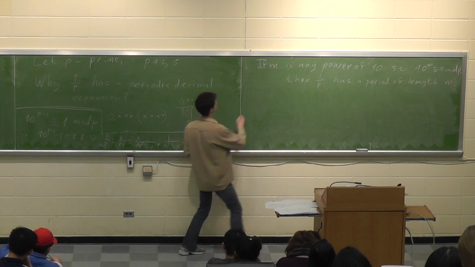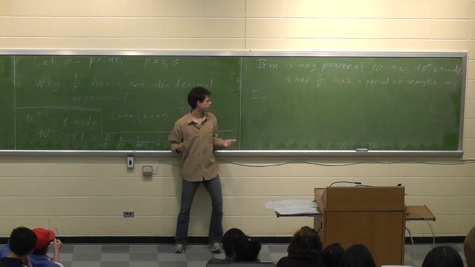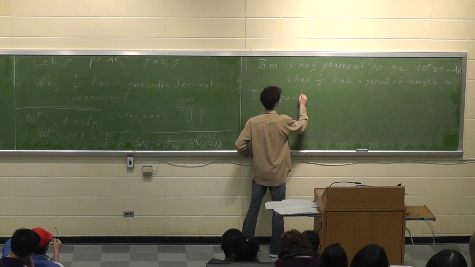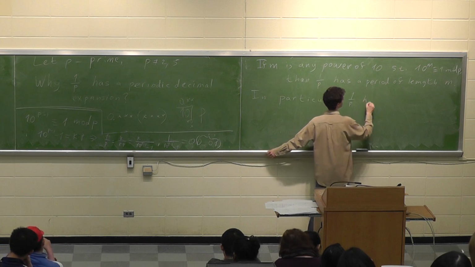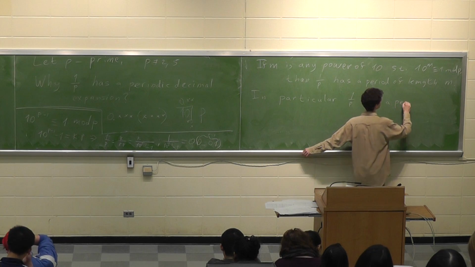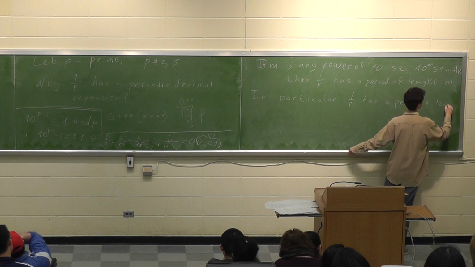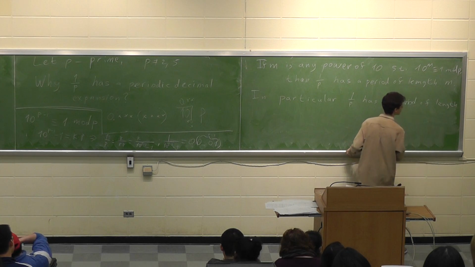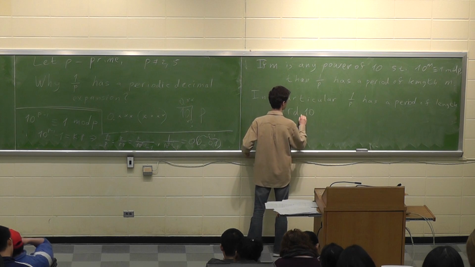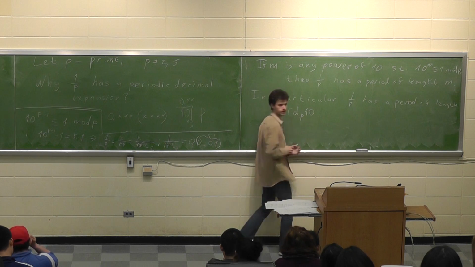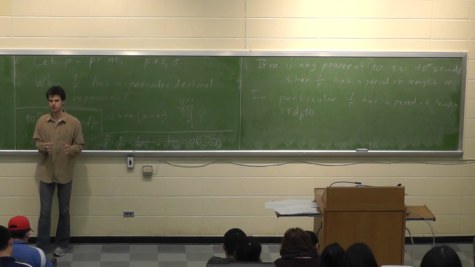In particular, let's take the smallest one. Let's take the order. In particular, 1 over p has a period of length equal to the order of 10 modulo p. But once again, it's still the same question. Why isn't this the shortest possible period?